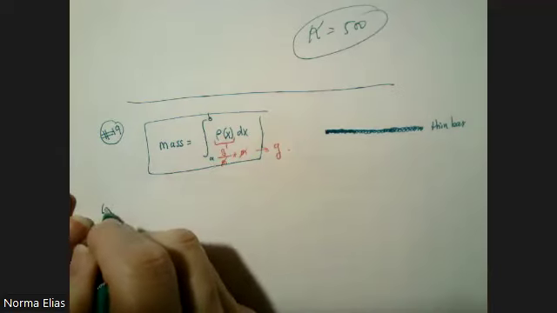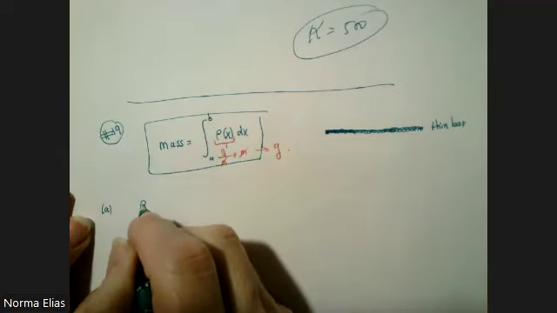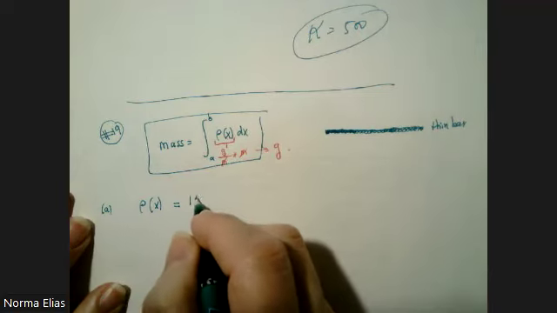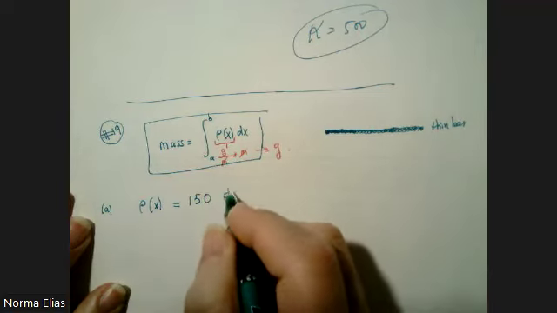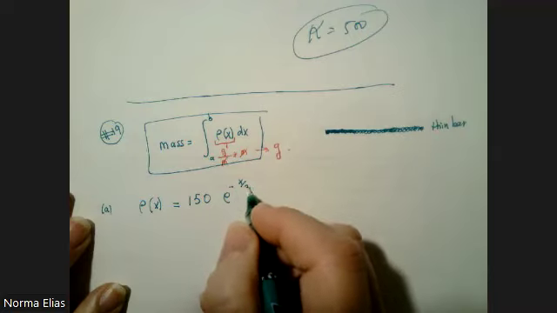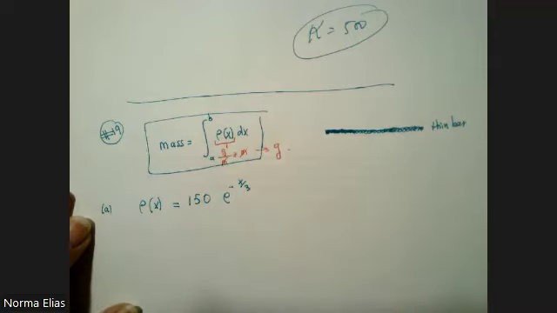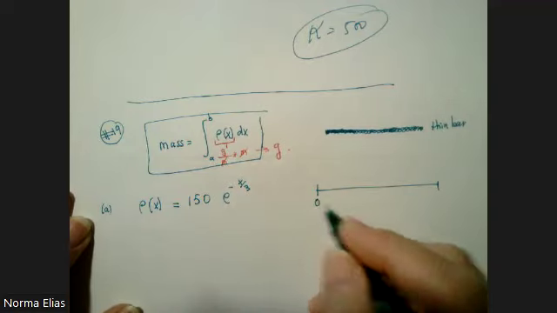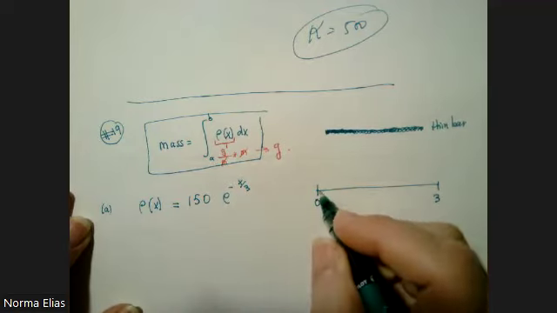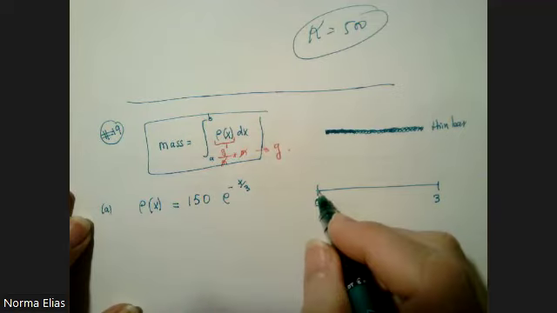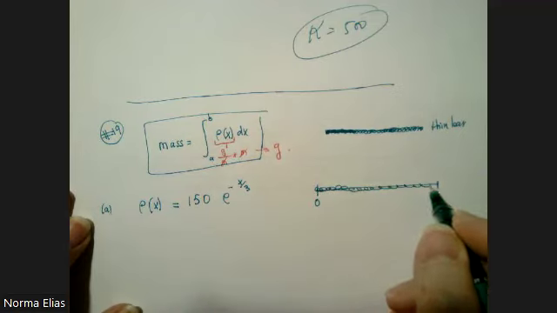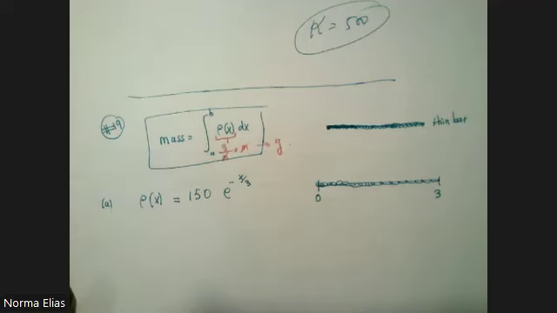I'll do part A. I gave you a formula for the density. It's 150 e to the minus x over 3. And I told you that the bar is 3 meters. So that's 0, that's 3, that's my bar. And the density here is decreasing. So it's very heavy at the beginning. It decreases, decreases as we get close to the end.